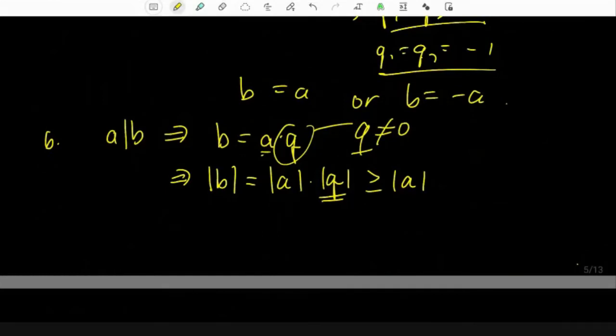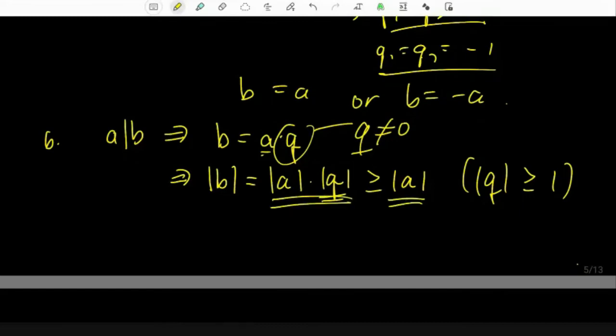So, pwedeng 1, pwedeng 2, pwedeng 3. So, basta not equal to 0, pag in-absolute value mo, greater than or equal to 1. Absolute value ng Q ay greater than or equal to 1. Kaya, yung product na to, greater than or equal dito. Ito na yung inequality na kailangan. Yung absolute value ng A ay mas maliit sa absolute value ng B.